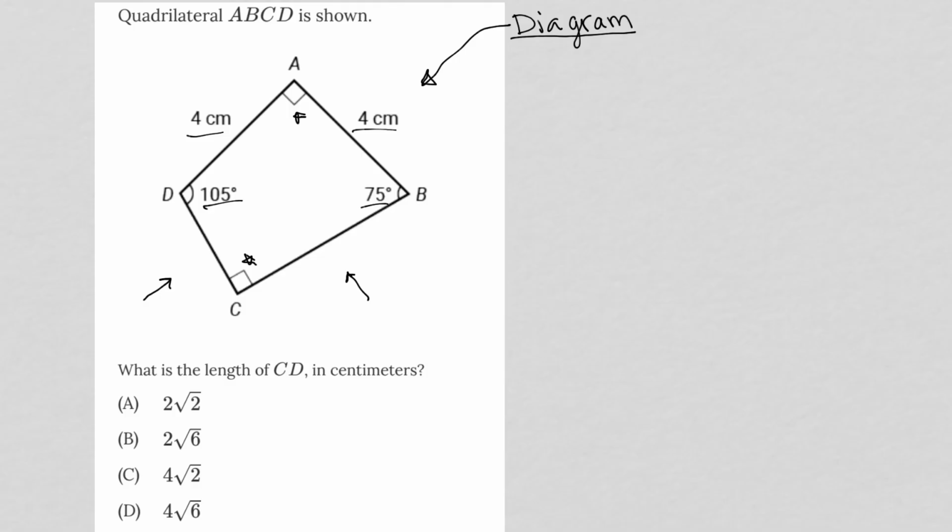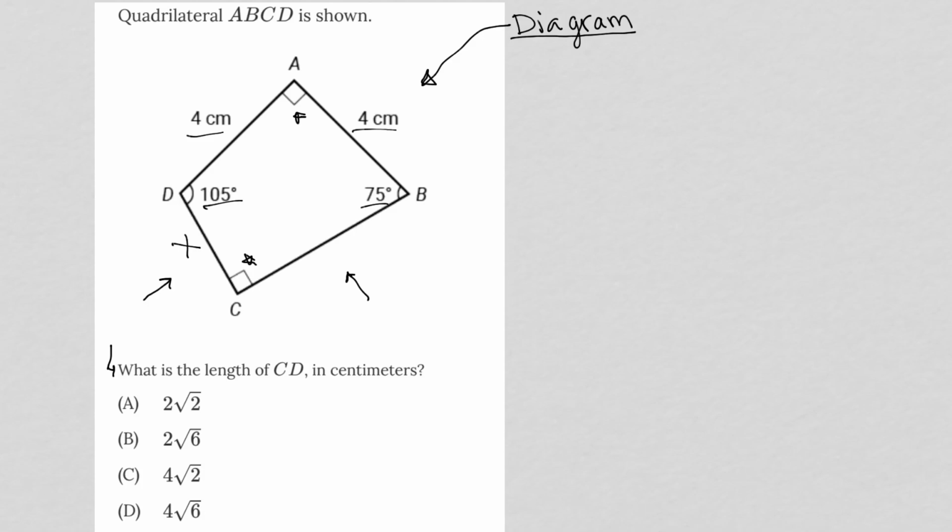So let's look at the question. It says, what is the length of CD in centimeters? All right, so we have CD here. I'm going to label that as X. That's what we're trying to find. So somehow, given what I already know about this, I should be able to figure out the length of CD. How could I do that?